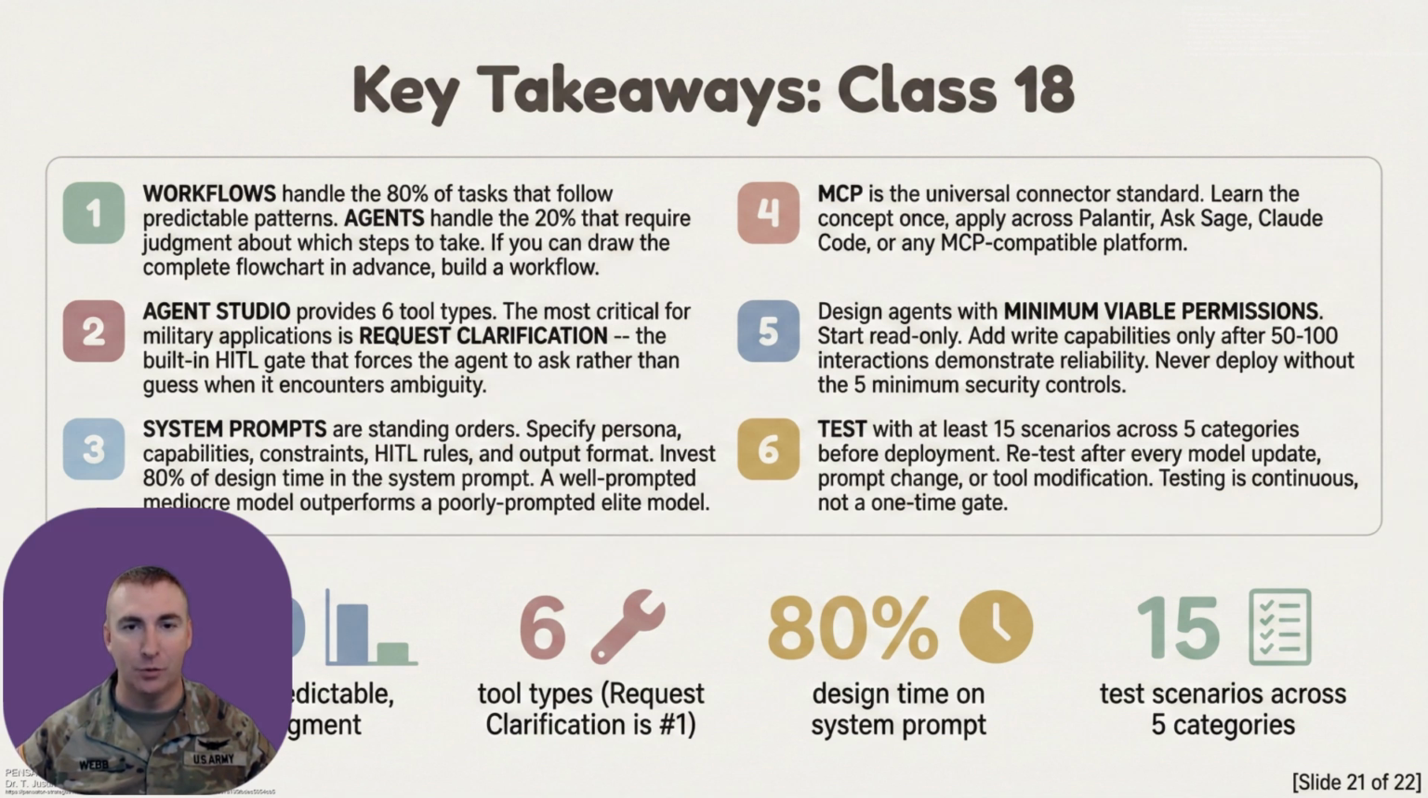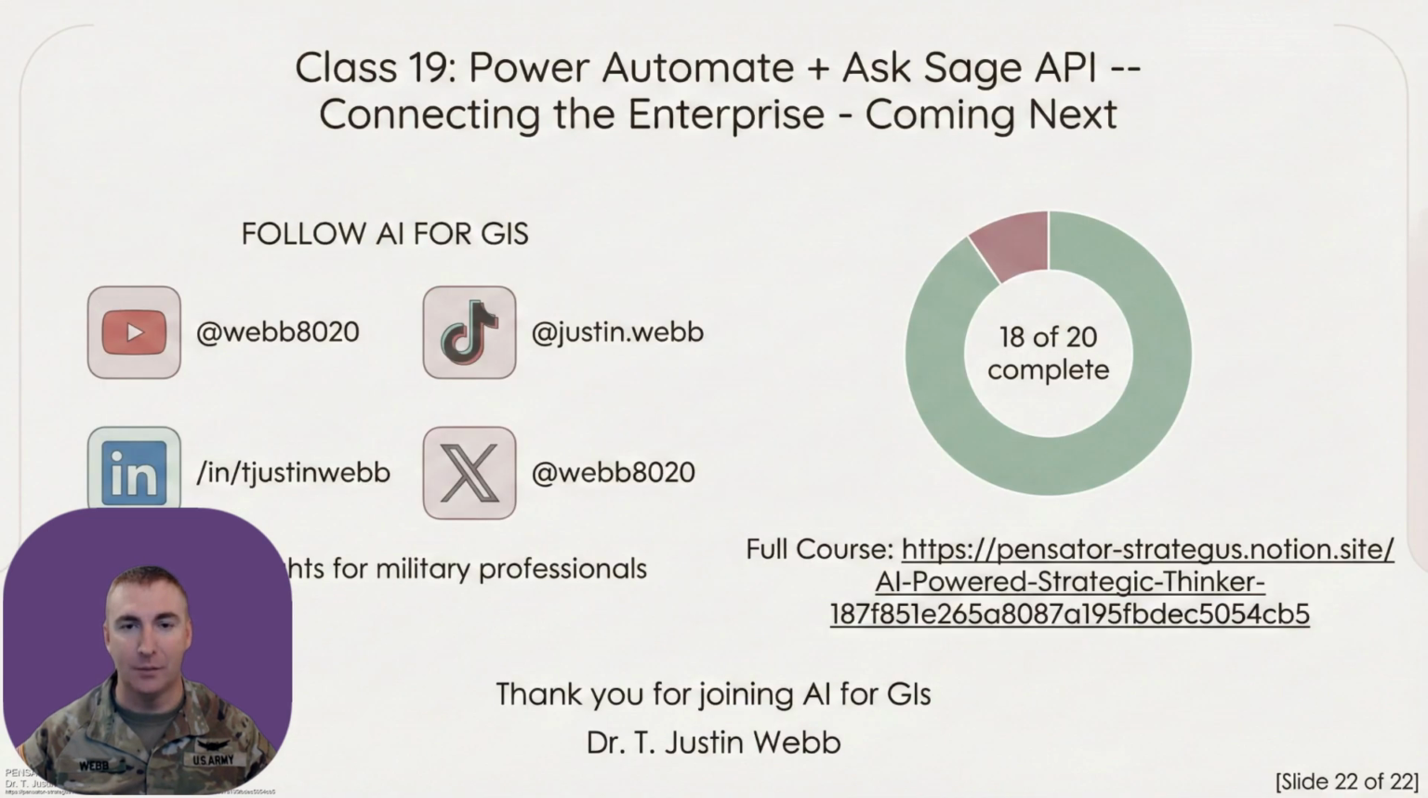One more thing before we close. Next class, we connect Power Automate to the Ask Sage API. That is where enterprise orchestration meets AI reasoning, with confidence-based routing and token budgeting built in.